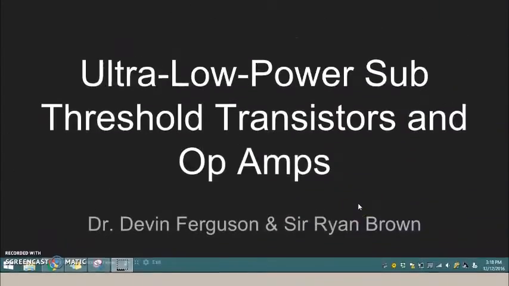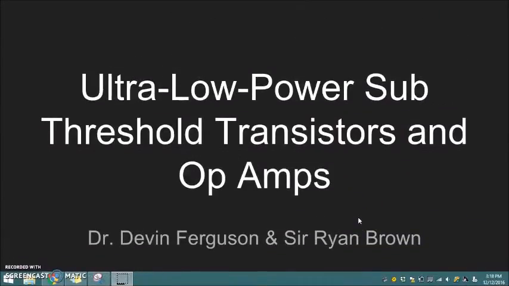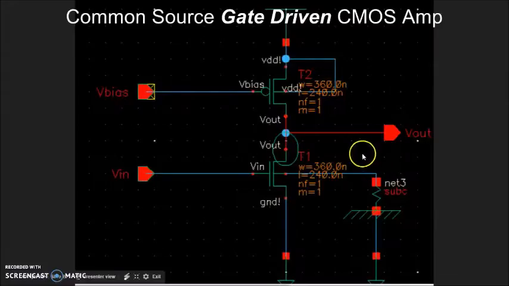Now, let's do some analysis at our desk upstairs. Thank you to the boys downstairs for the excellent news. Let's get into the analysis of these low power subthreshold op amps. Let's start with the gate-driven op amp.